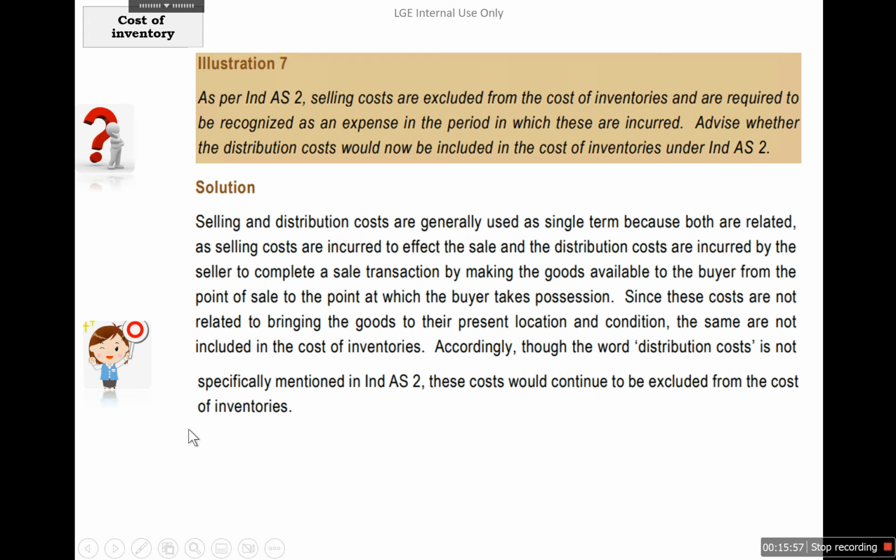So distribution costs are costs for delivering the material from the warehouse to the location of the customers. So this is not the cost to bring the inventory to its present location and condition. This is the delivery cost of the inventory from the warehouse of the company to the end user. So these will not be included in the cost of the inventory.